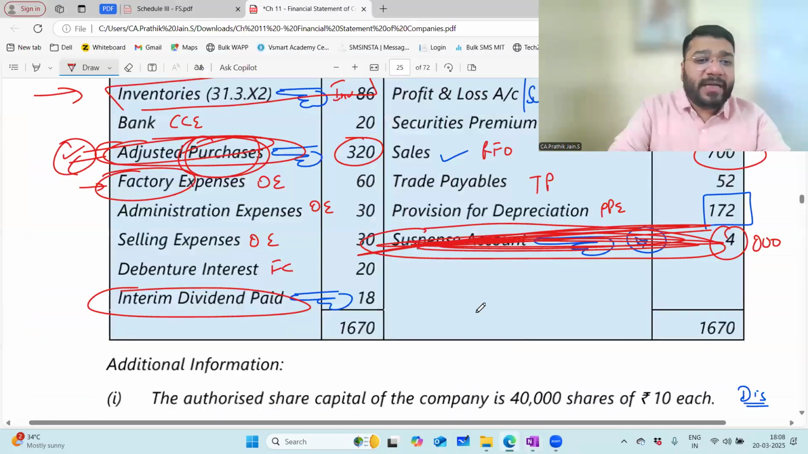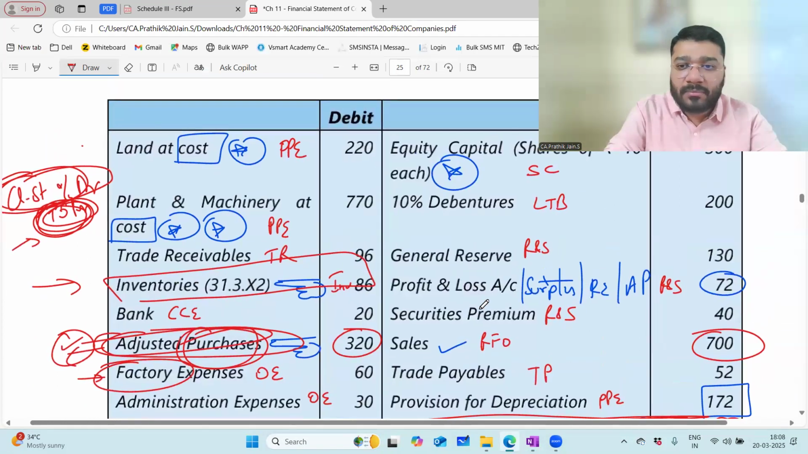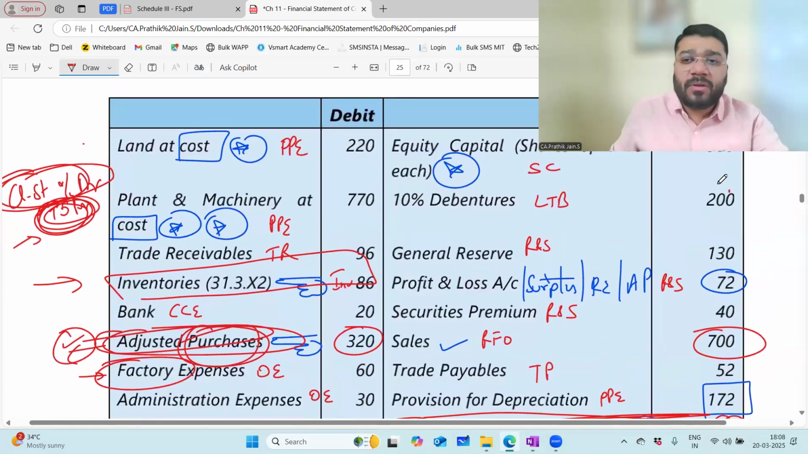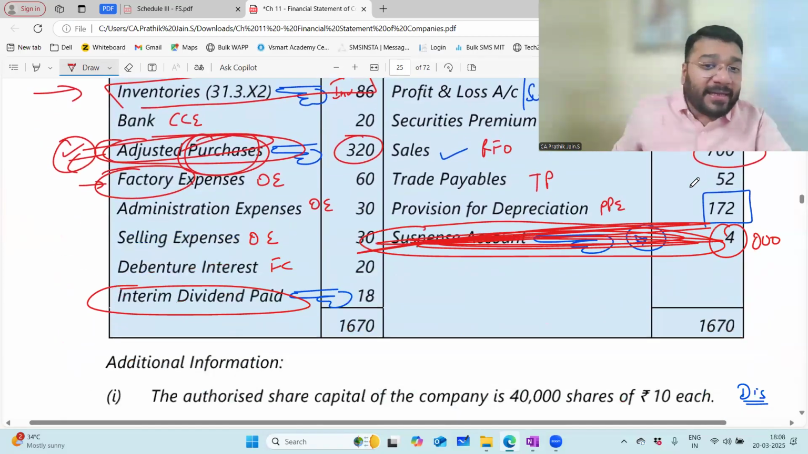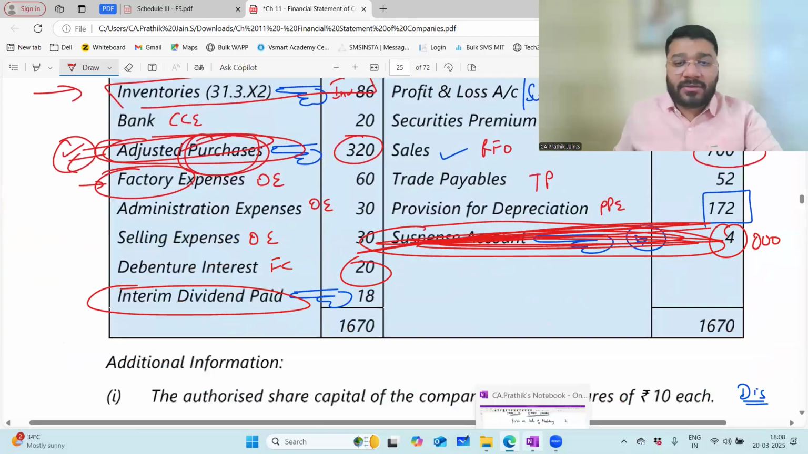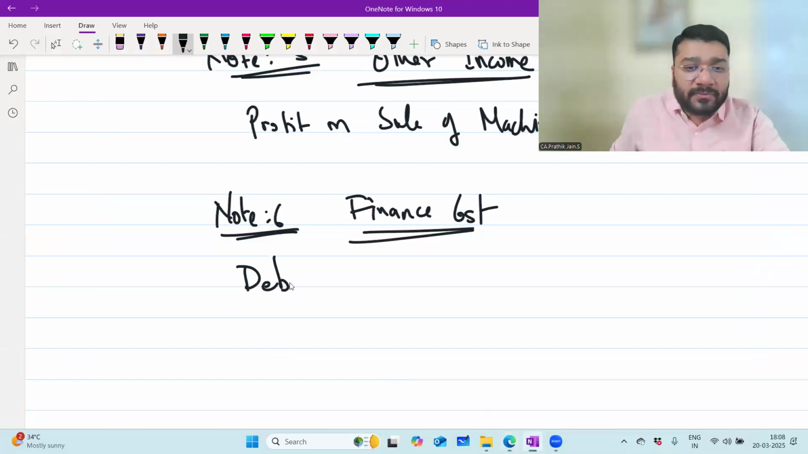In finance cost, which item do we have? Debenture interest. My question goes to all of you. 2 lakh is a debenture. If I multiply 10% on that, how much would be debenture interest? 20,000. Exactly 20,000 is coming here. Super. So debenture interest.